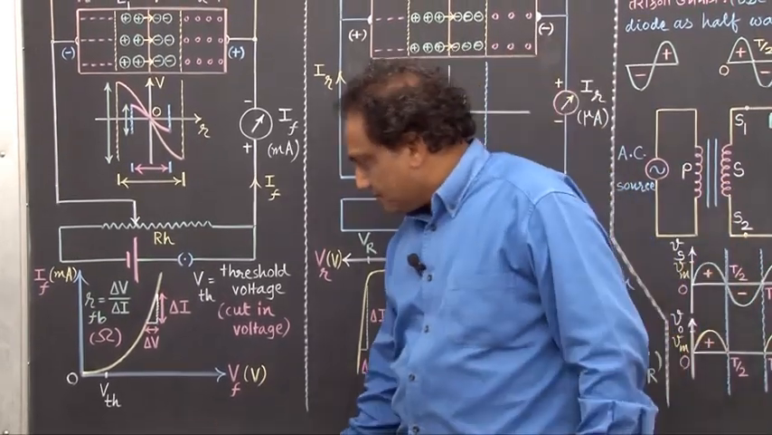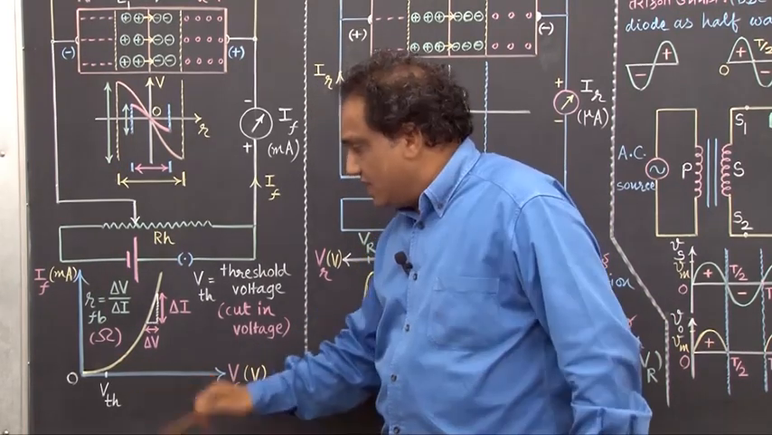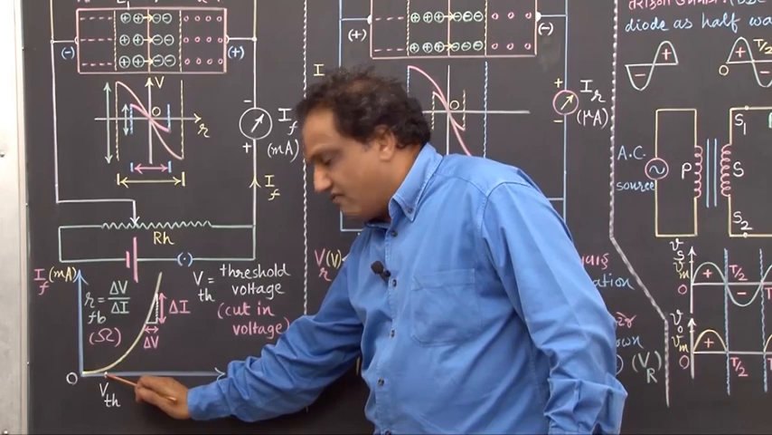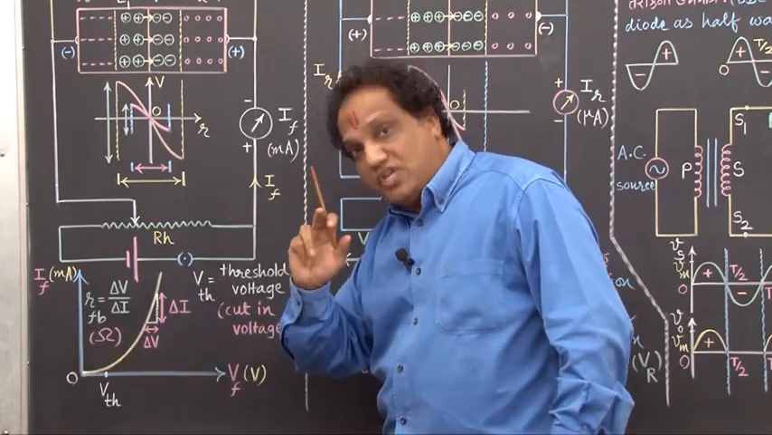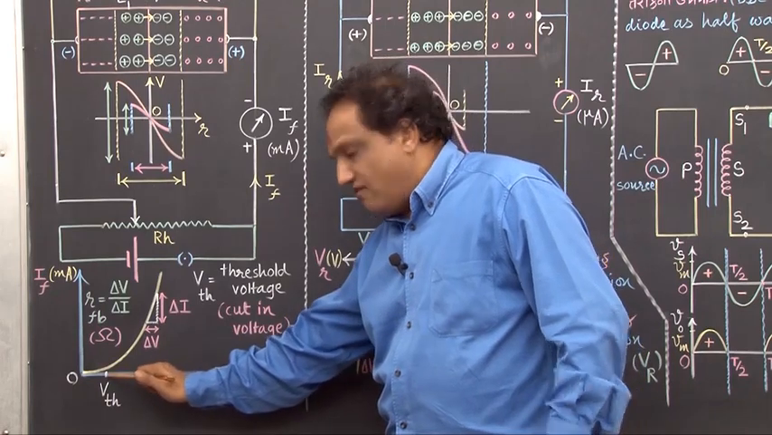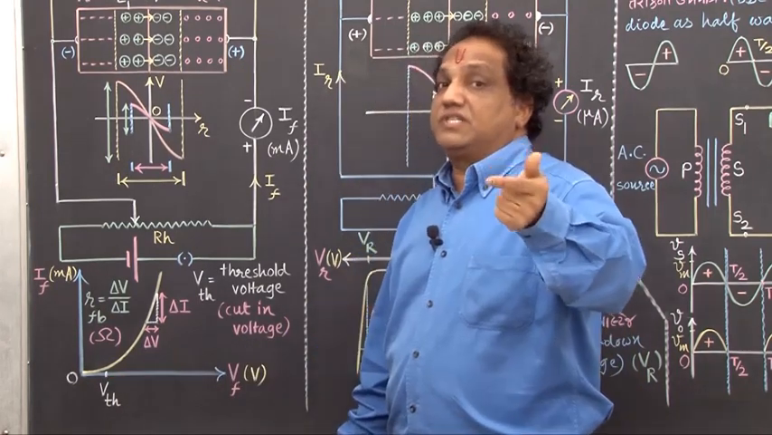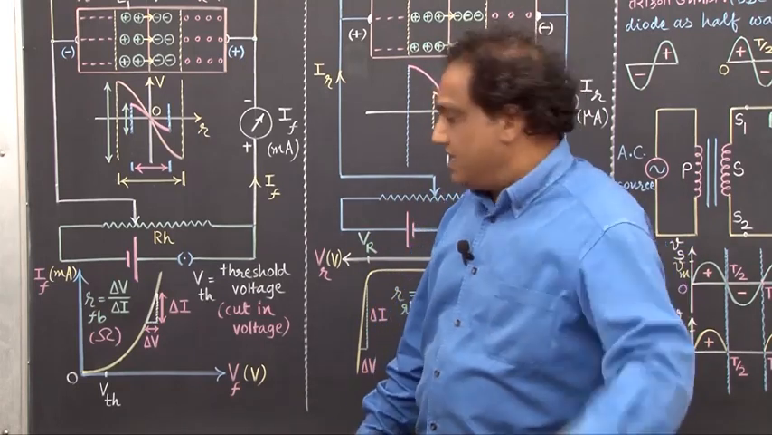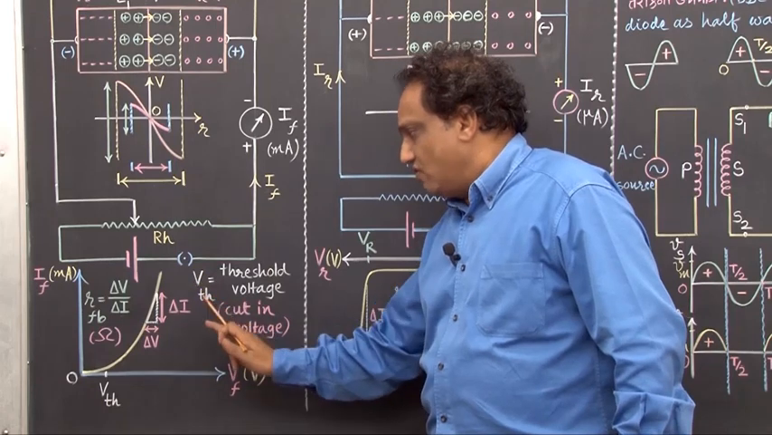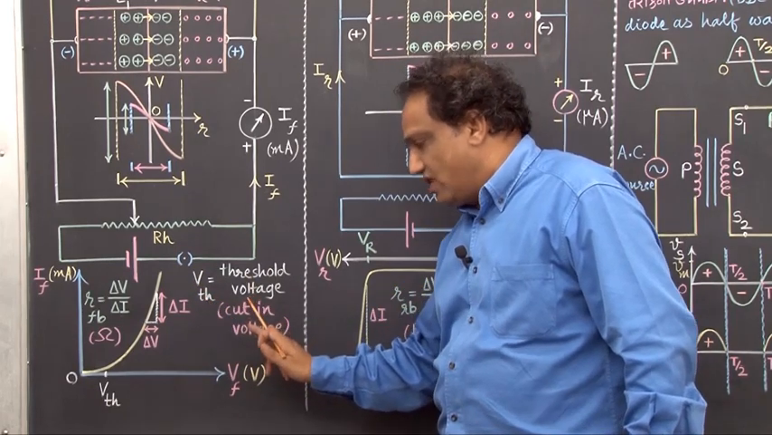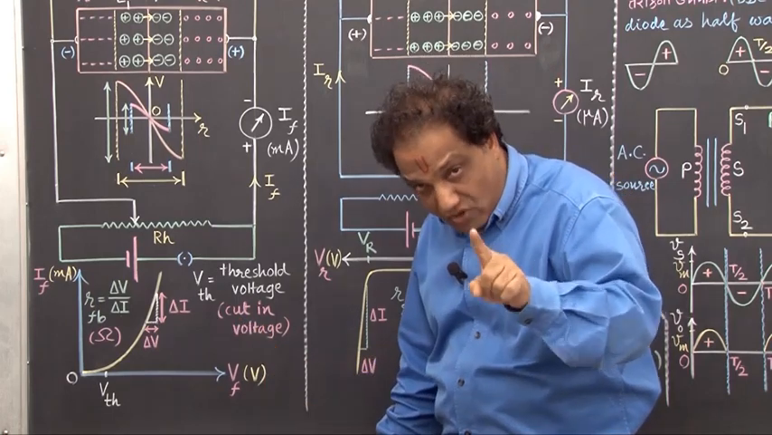Fine. Now in this graph, if you observe minutely, you will come to know that from a particular forward voltage, the forward current starts increasing exponentially. That particular forward voltage, beyond which the forward current starts increasing exponentially, is known as the threshold voltage, shown by the symbol VTH. It is also called the cut-in voltage. What is it called? Cut-in voltage.